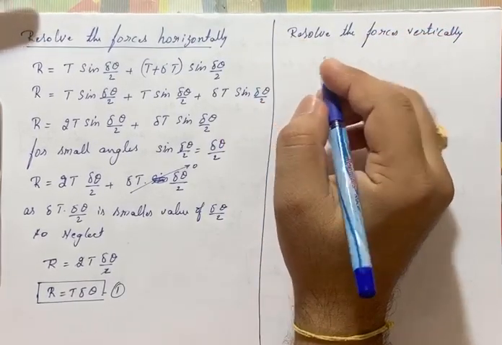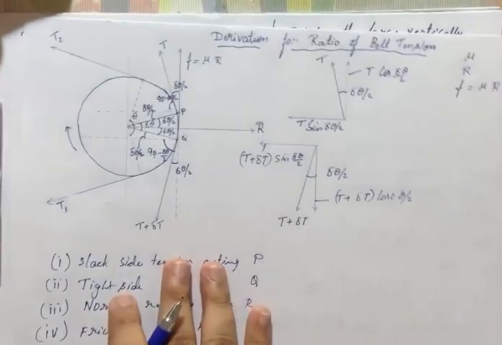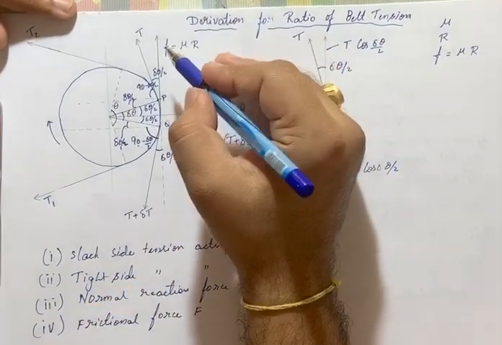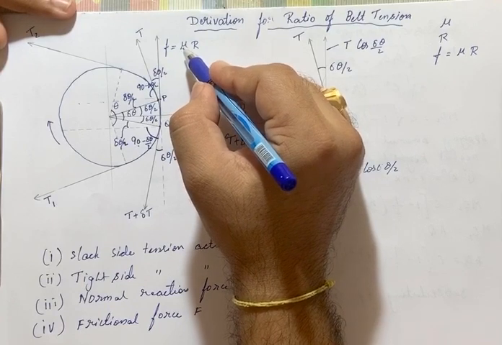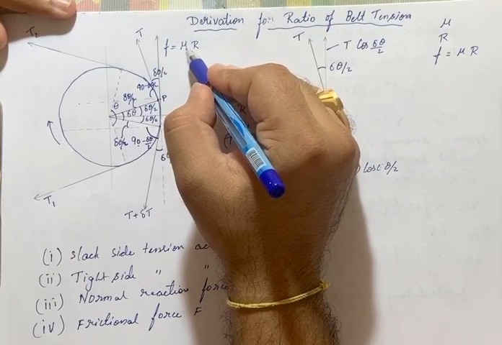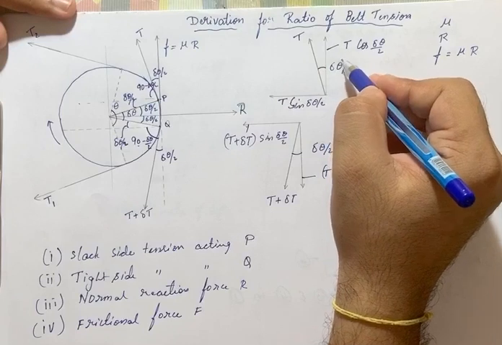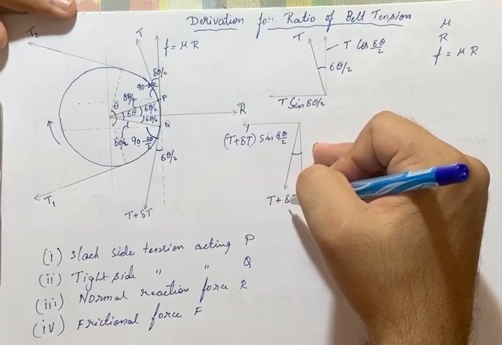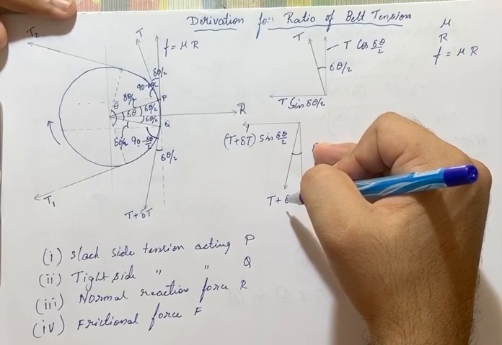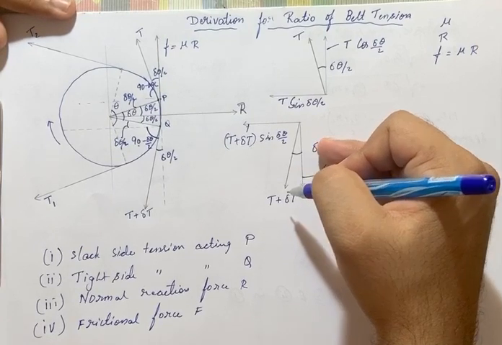Resolving the forces into vertical direction. Now what are the forces we have in vertical direction? First is F equals mu into R, which is the frictional force. Then the vertical forces of T and of T plus delta T. These are the three forces we have.